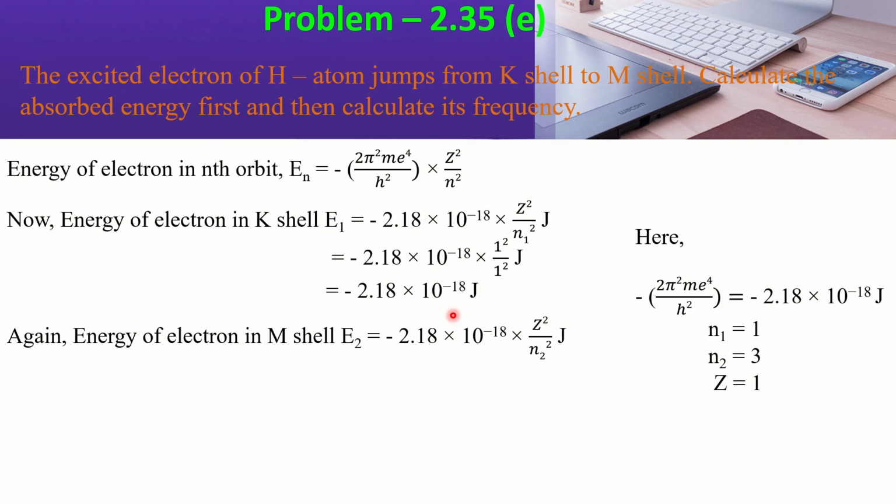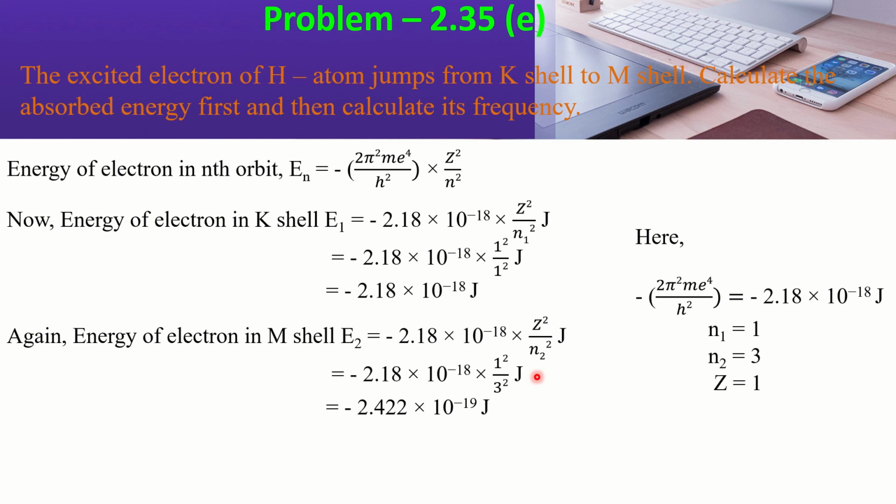The energy of the M shell equals minus 2.18 into 10 to the power minus 18 into Z square by n square joule, and by putting these values, we get the energy of the electron in the M shell equal to minus 2.422 into 10 to the power minus 19 joule. Now we have the energy of the K shell and also the M shell.